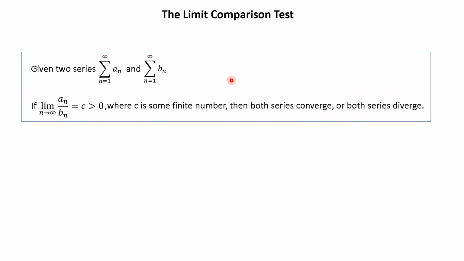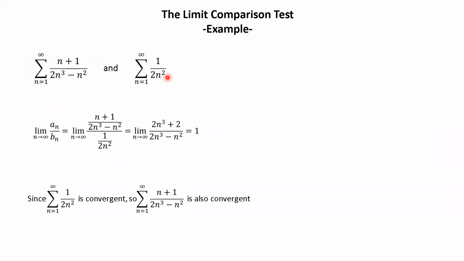This test alone cannot tell you whether individually this series or this series diverges or converges. However, if you already know the behavior of one of them, suppose I know this one is a convergent series, and I do this limit comparison test and find a finite number for the limit, then you will immediately know that the other series also converges. Vice versa.